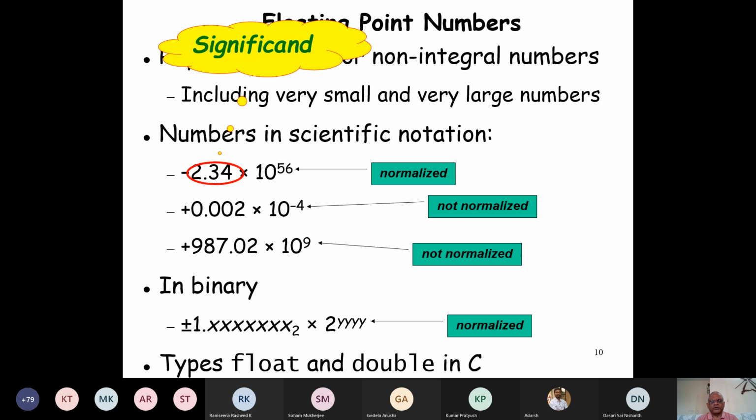Now let's discuss the floating point number representation, because that's required in almost every computation that we do. How are floating point numbers represented inside a computer?